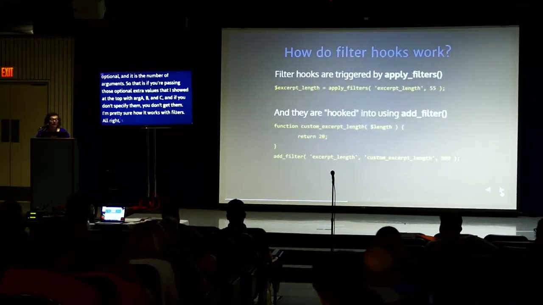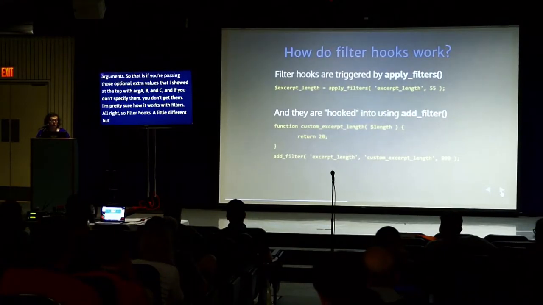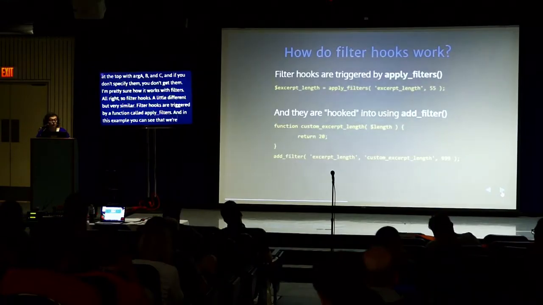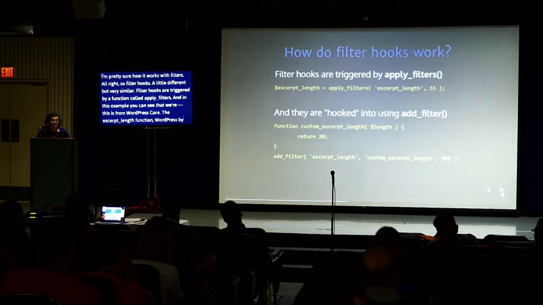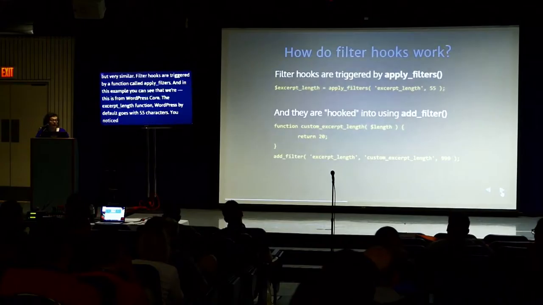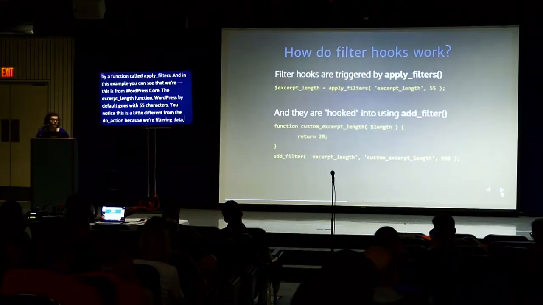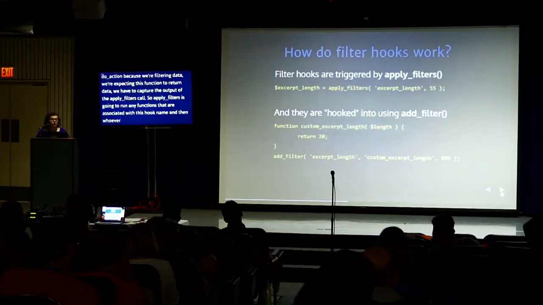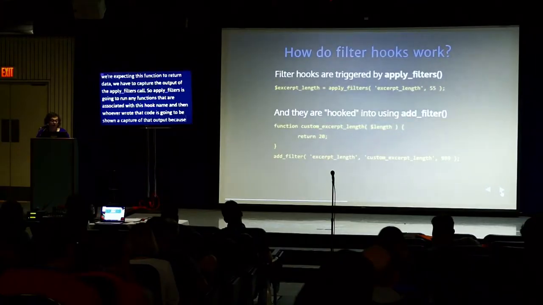All right, so filter hooks are a little different, but very similar. Filter hooks are triggered by a function called apply_filters. This example is from WordPress core, the excerpt length function, where WordPress by default goes with 55 characters. You'll notice this is a little different from do_action. Because we are filtering data and expecting a function to return data, we have to capture the output of the apply_filters call. apply_filters is going to run any functions associated with this hook name, and whoever wrote that code is going to be sure to capture that output, because you are going to be returning something from the function that you write.